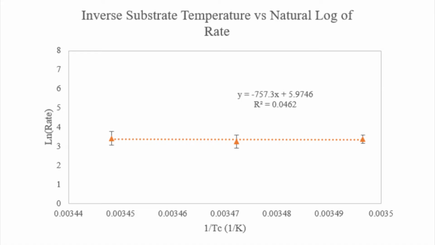When we look at the plot of the inverse of chiller temperature versus the natural log of rate, we don't see much of a trend at all. The confidence intervals of the data all overlap, indicating that the points were perhaps too close to one another, and this could also suggest that there's no true trend.